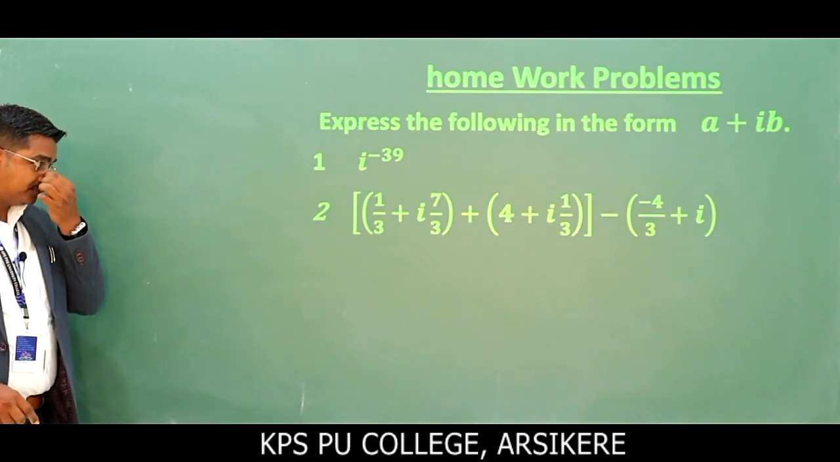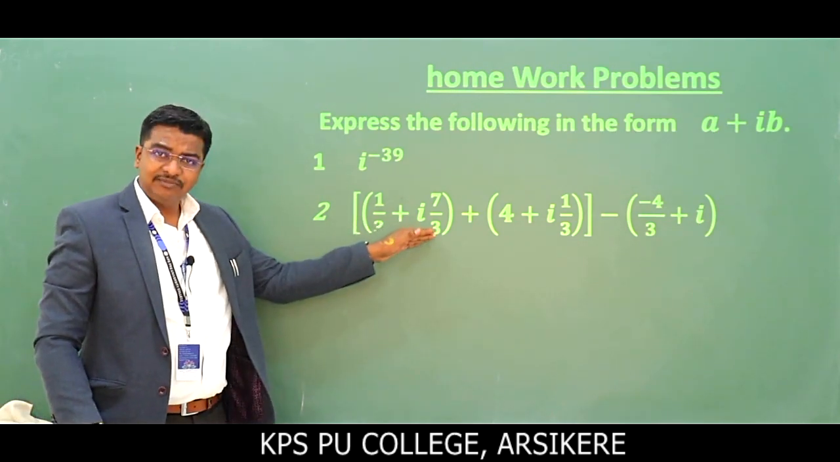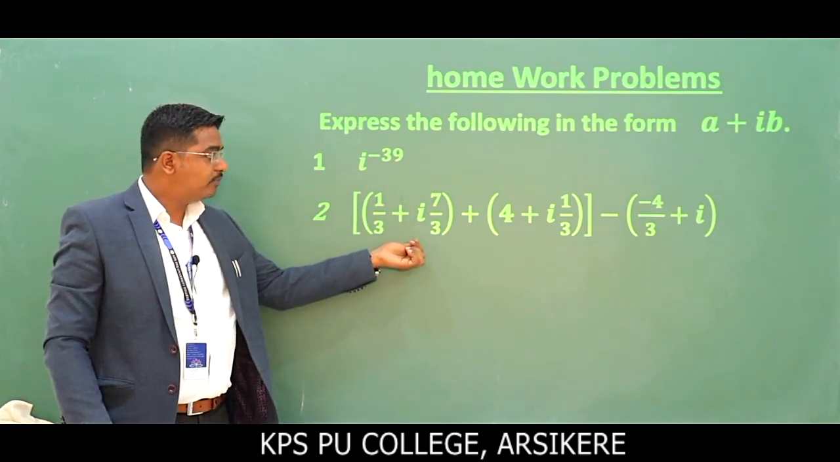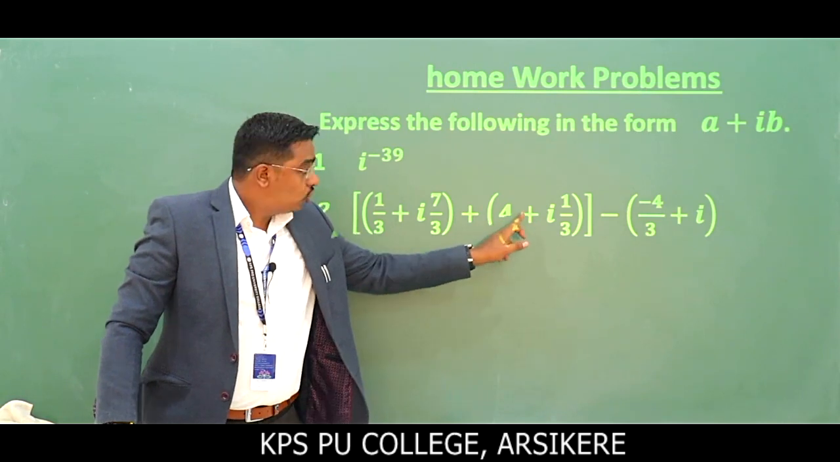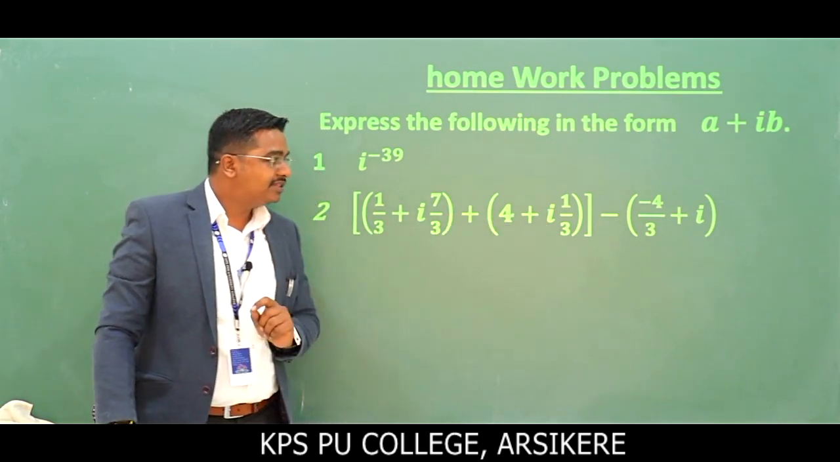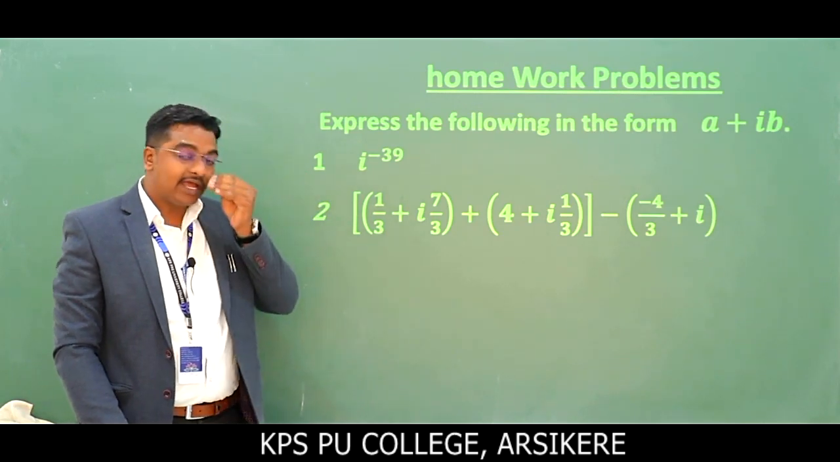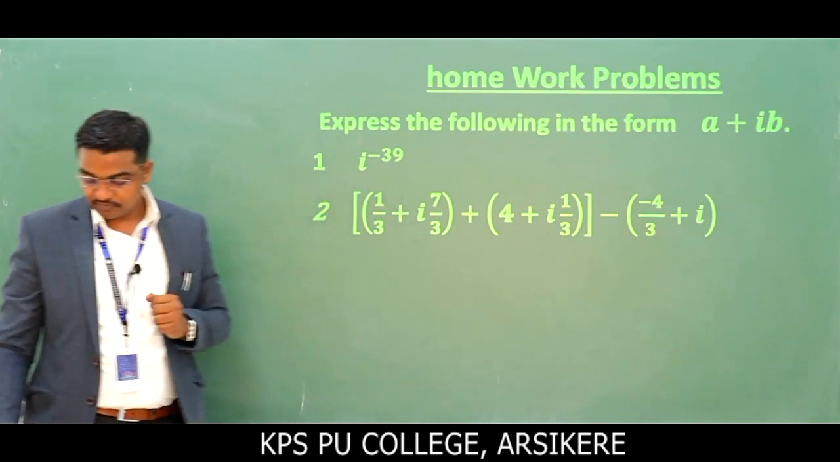And second question, this is also a very important and very simple question. Take 3 as LCM here and simplify. We get (1 plus 7i) whole divided by 3. Here take 3 as LCM: 4 threes are 12, so (12 plus i) divided by 3. There also take 3 as LCM: (minus 4 plus 3i) whole divided by 3. The next step is simplification, so solve it.